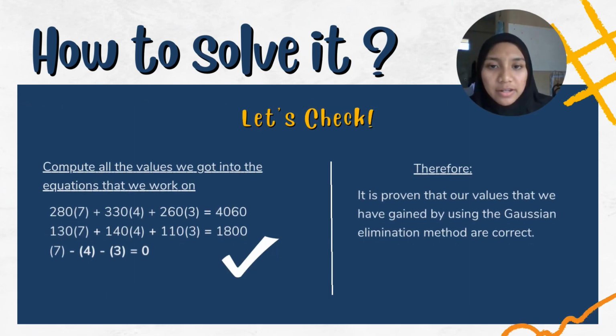So now let's check together whether the values that we have obtained are correct. Let's substitute all the values we got into the questions that we worked on. As you can see, when we substitute all the values into our equations, we get the same answers as the questions that we have been provided. So therefore, it is proven that the values we have gained by using the Gaussian elimination method are correct.